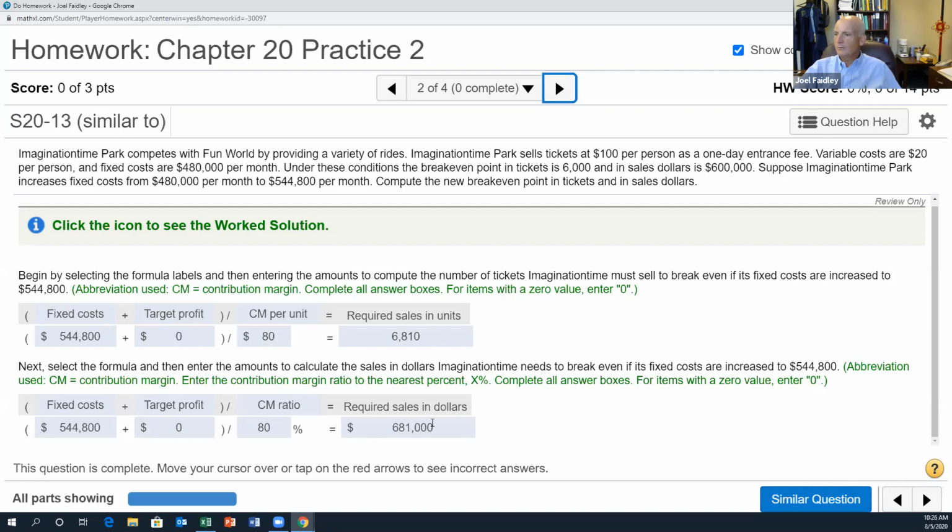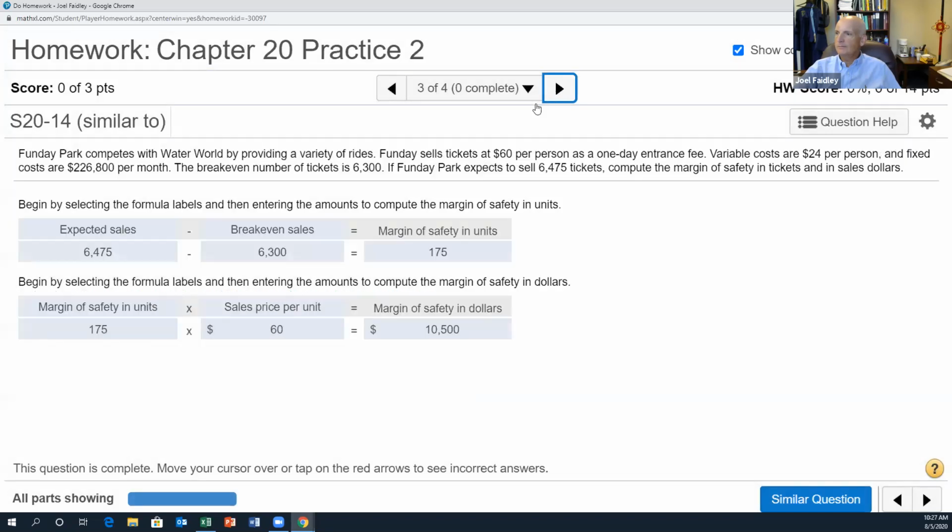All right, required sales in dollars, 681, or you can take 6,810 units times the sales price, which is $100, to get 681,000, or you can divide your fixed cost by 0.8 to get that. All right, number 3.